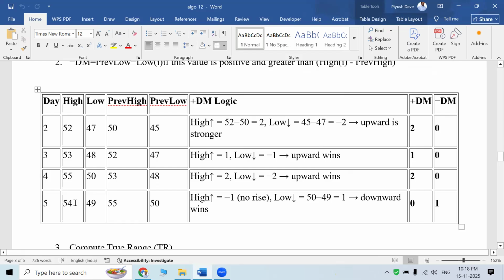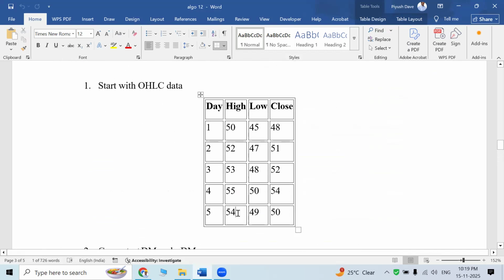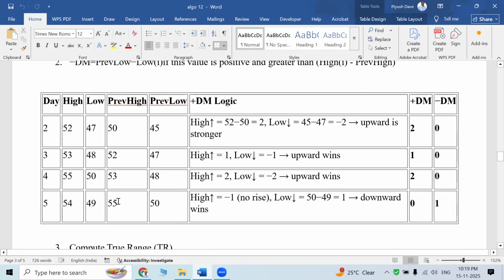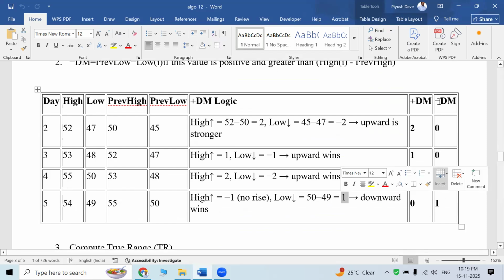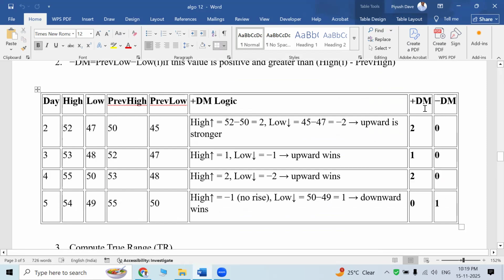Now, from here, you can see day number 5. The new value is 54. And the old value, which we have taken from day number 4, is 55. So 54 minus 55 is minus 1, no rise. But low value is coming positive, the downward direction starts. So we calculate the plus DM and minus DM like this.